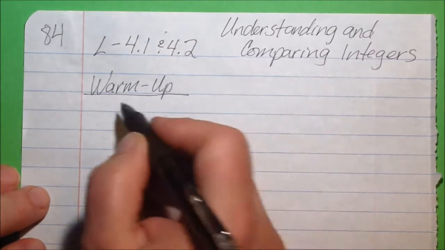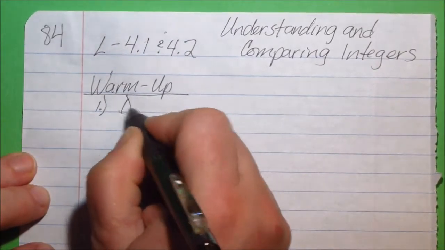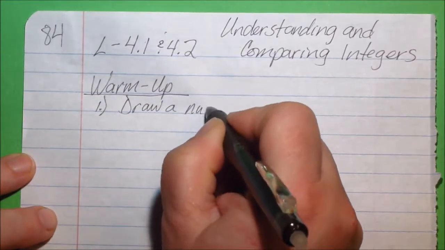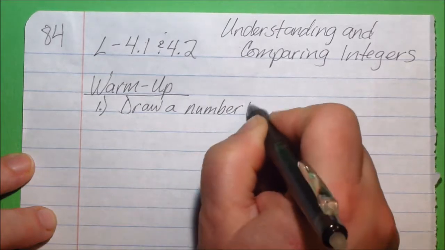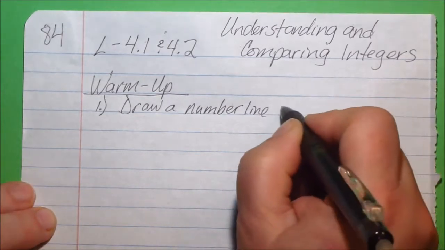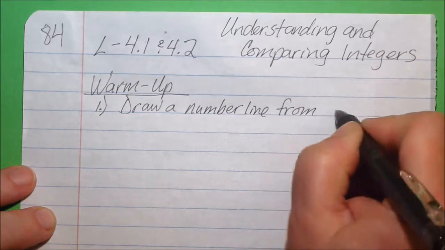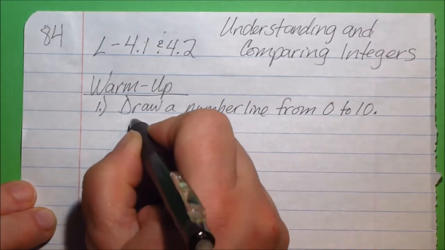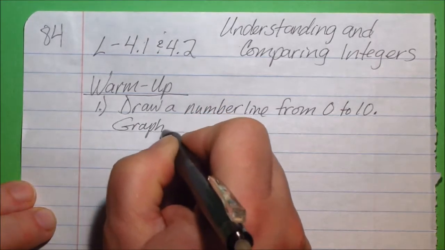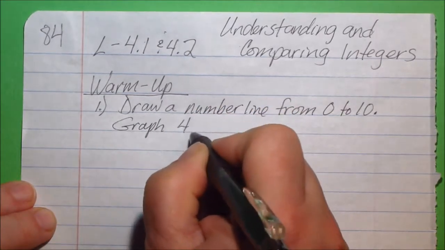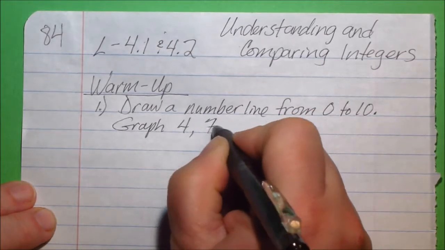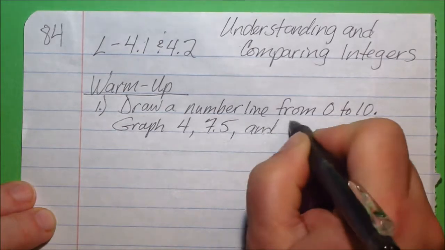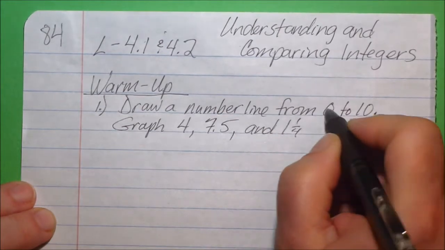All right, so warm up. The warm up for this lesson. Number 1, draw a number line from 0 to 10 and graph the numbers 4, 7 5/10 and 1 1/4 on the line.